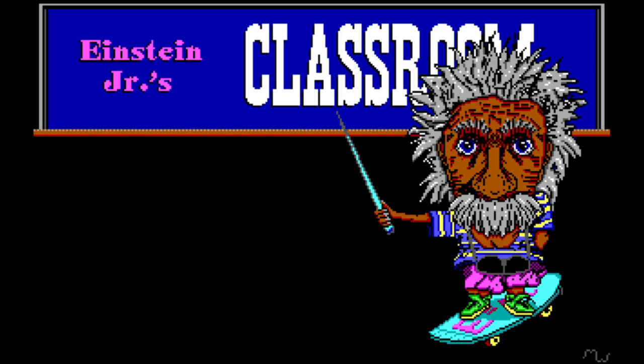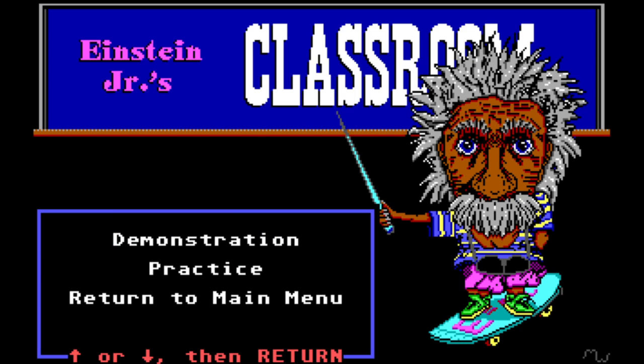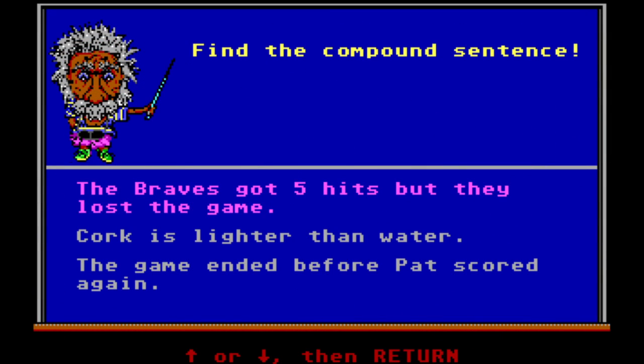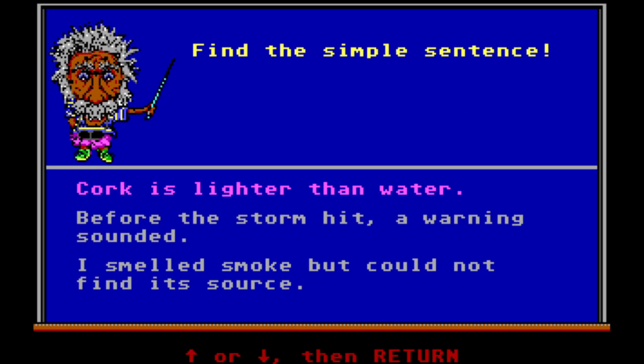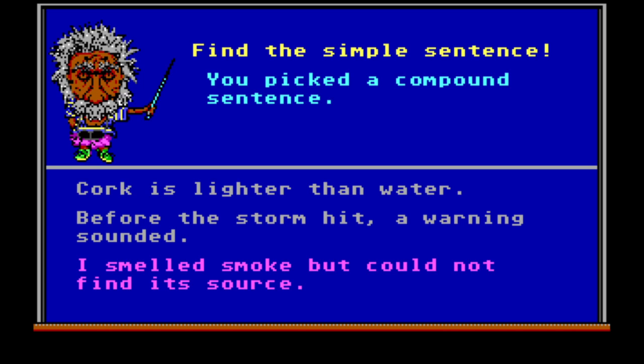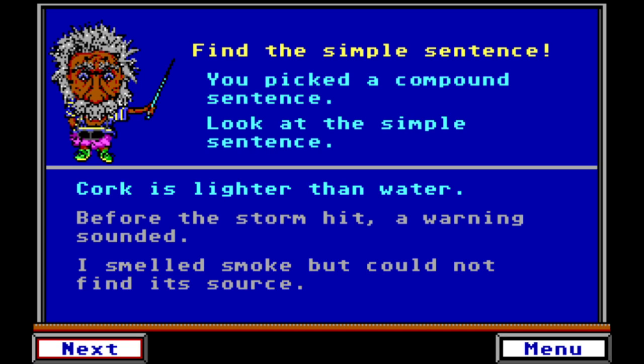Classify sentences. This ought to prove interesting. Find the compound sentence. A sentence with 2 points, I would imagine. The Braves got 5 hits, but they lost the game. And guess what? Everybody else, you lost the game too. Ha! Sentences with buts in them should work. Oh, they wanted simple. That's on me for not reading.